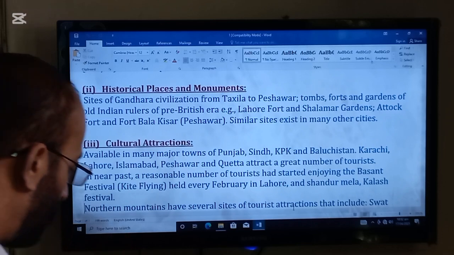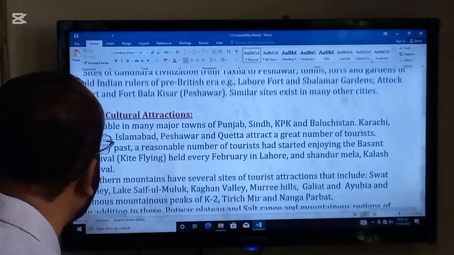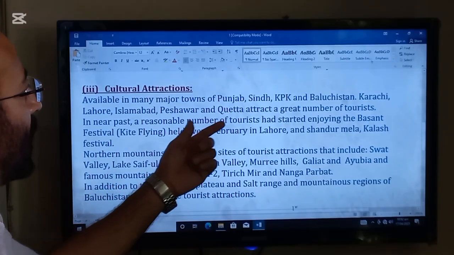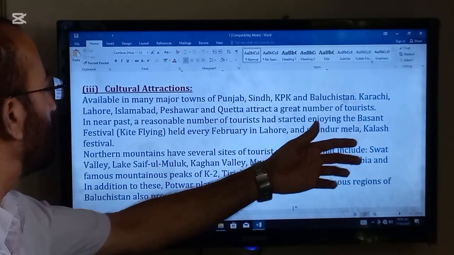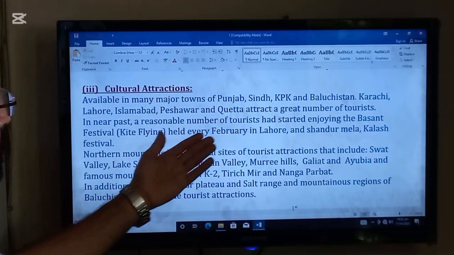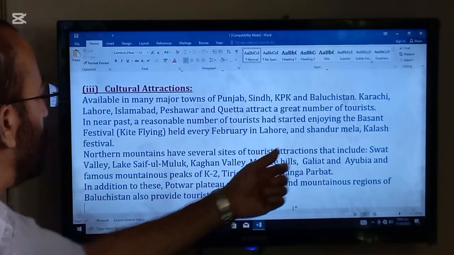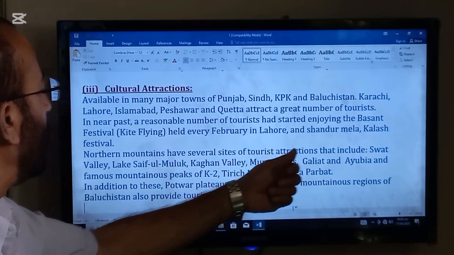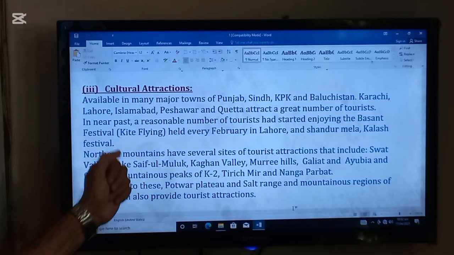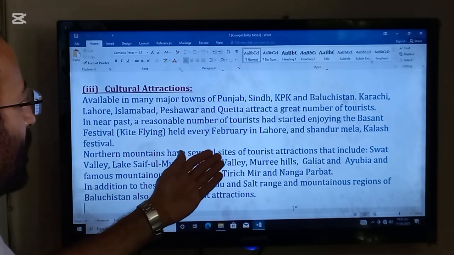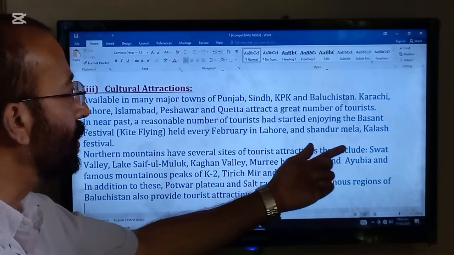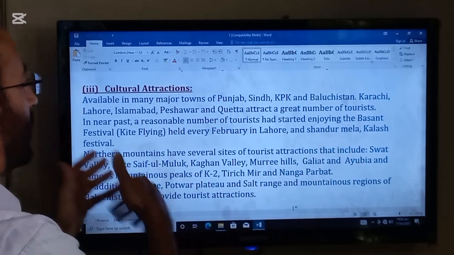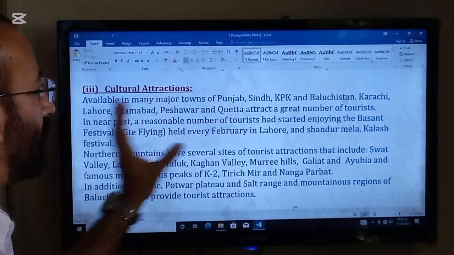So next, what is available for tourism regarding cultural attractions? These are available in many major towns of Punjab, Sindh, KPK and Balochistan. Karachi, Lahore, Islamabad, Peshawar and Quetta attract a great number of tourists. In the near past, a reasonable number of tourists had started enjoying the Basant festival, that is kite flying, held every February in Lahore, and Shandur Mela, Kailash festival. So these were the things regarding cultural attractions for tourists.